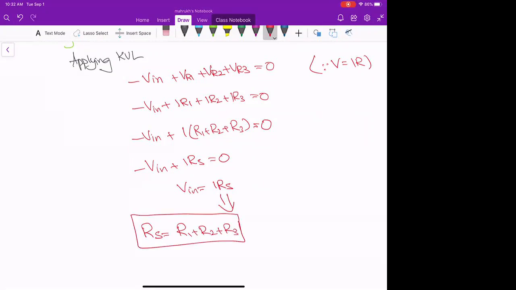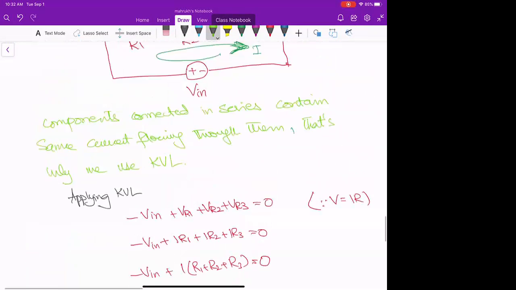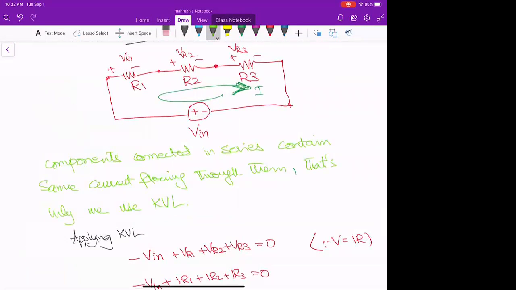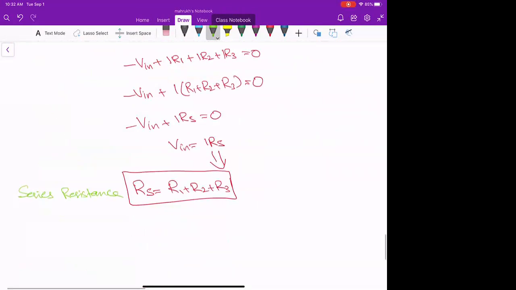So this is how, S means series, okay? So this is how series resistance can be found out. So we understand that in this circuit, components are connected in series. That's why we have series resistance.